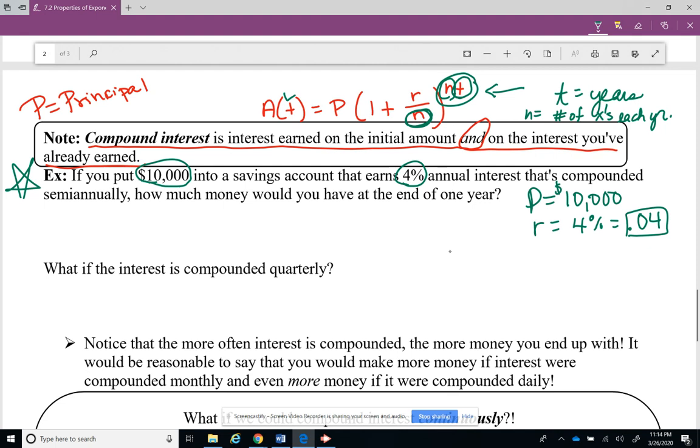4% annual interest that's compounded semi-annually. That's what your N represents. Remember, that's the number of times per year. And for this problem, it's going to be 2. How much money would you have at the end of the year? That's your A of t. That's how much money you're going to have.